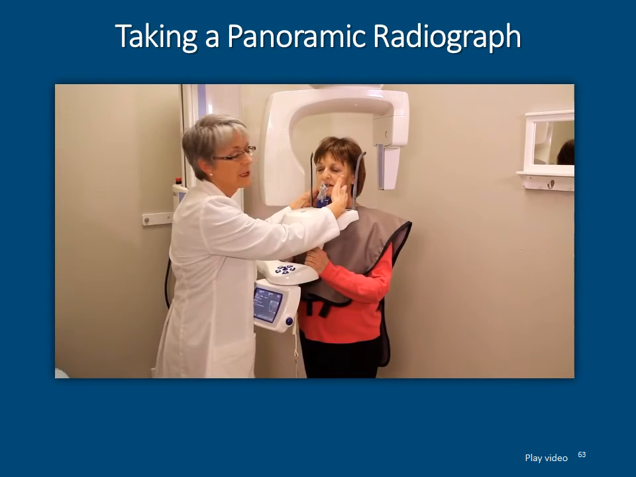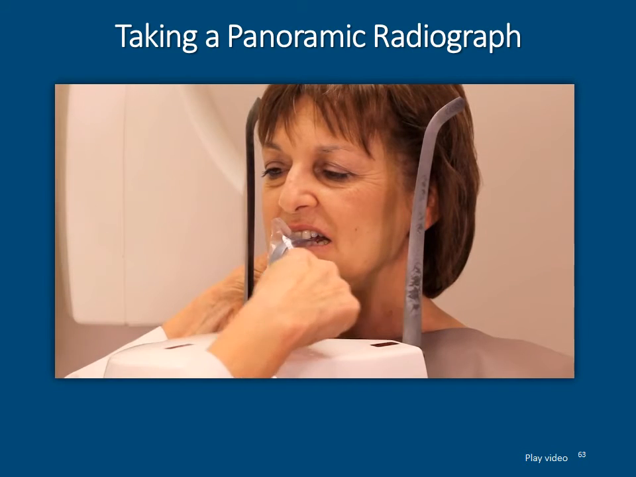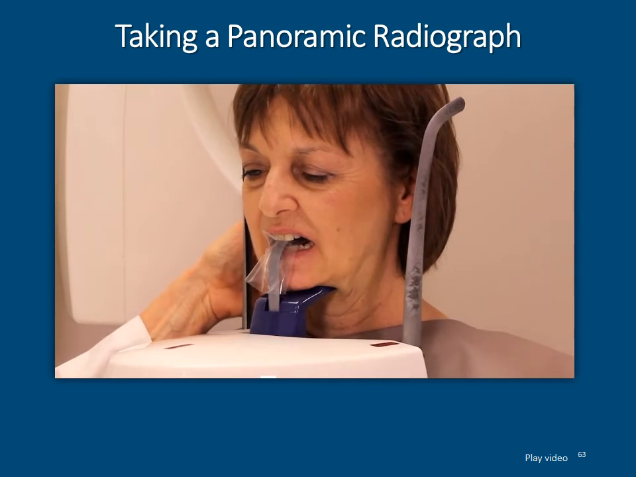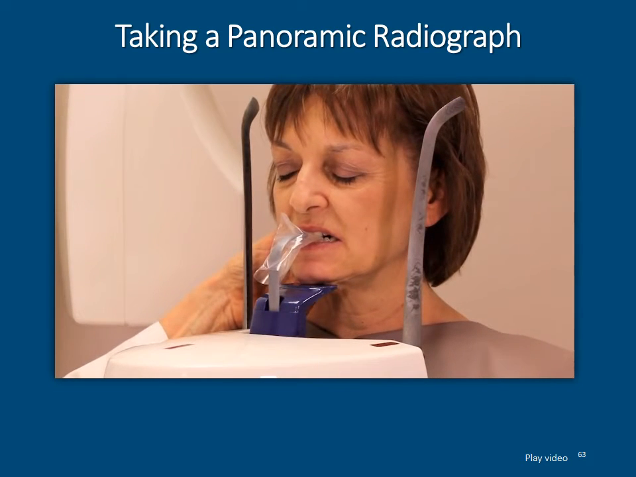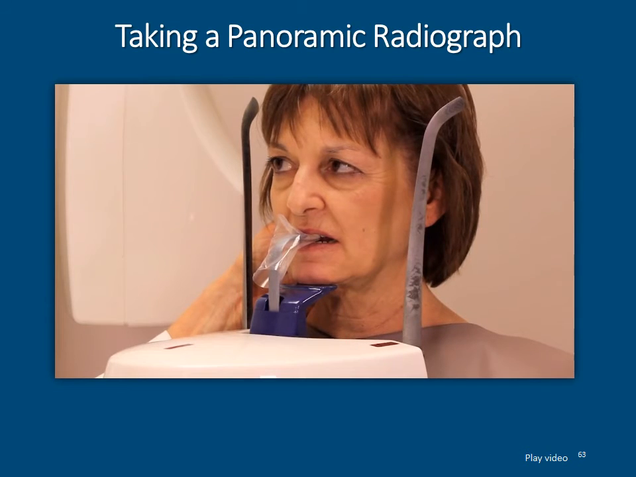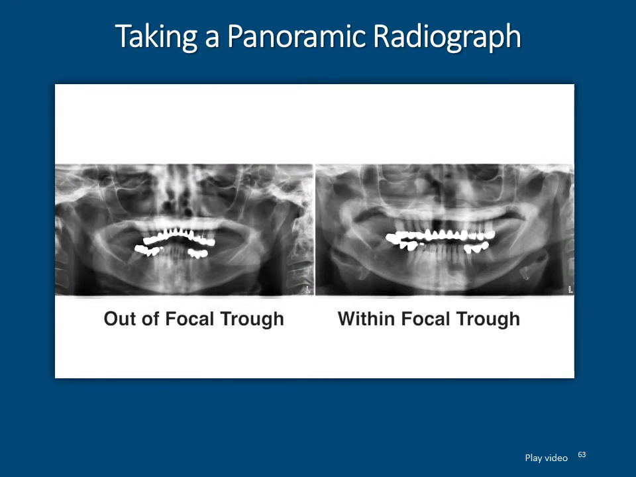Also, what you want to make sure is that you're in the focal trough. The focal trough is the area of interest of where the whole arch is. If it's too far forward or too far backwards, it's going to be out of the focal trough, and you can miss some very important things. You can see that we have an image of it out of the focal trough, and then we have it in the focal trough where you can see a cyst with a tooth that would have been missed as a diagnosis if we left the first one.